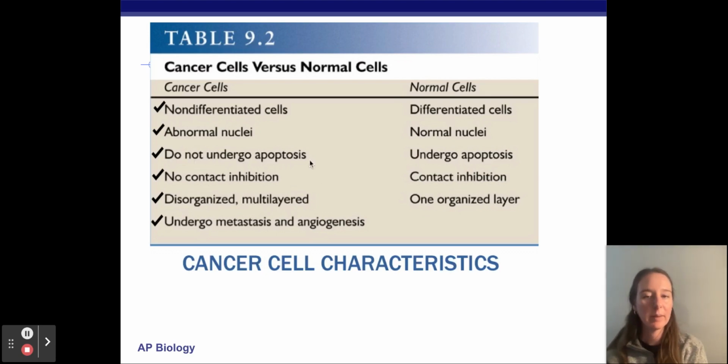Cancer cells do not undergo apoptosis, so they don't have programmed cell death. They won't die. They're going to continue to divide. But normal cells will undergo apoptosis at a certain point. No contact inhibition. This means if cells are contacting each other, and this is density-dependent inhibition, they won't depend on there being too many cells around to stop dividing. But normal cells, if there's too many cells surrounding it, it will inhibit cell growth and it will stop. Disorganized, multi-layered, so they're all layering on top. Usually normal cells form in one organized layer. And cancer cells undergo metastasis and angiogenesis. We'll talk about that later.